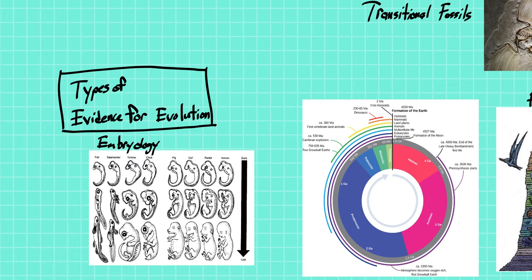This video is about types of evidence for evolution. We'll go through a brief review of which these types are. So the first one is embryology, looking at the embryos of developing organisms.